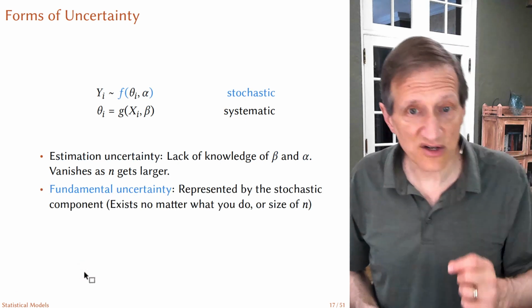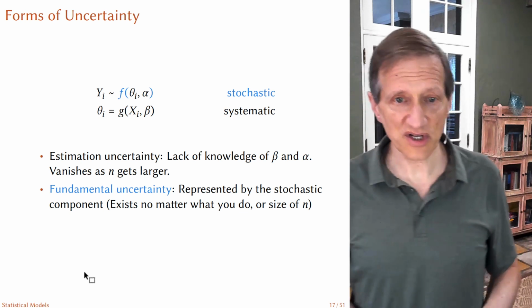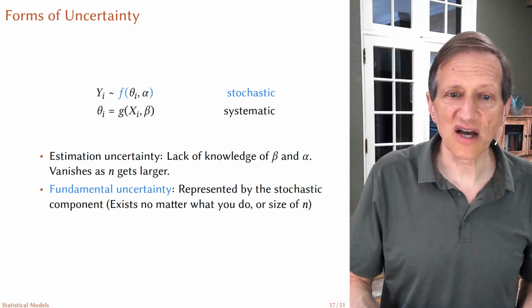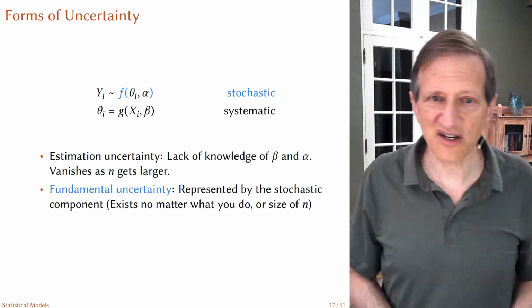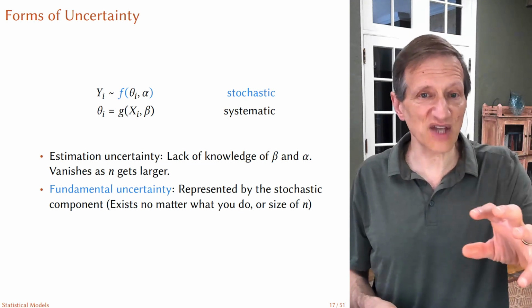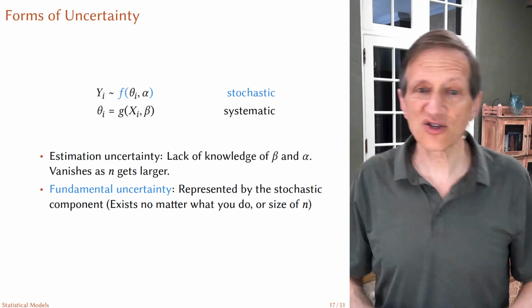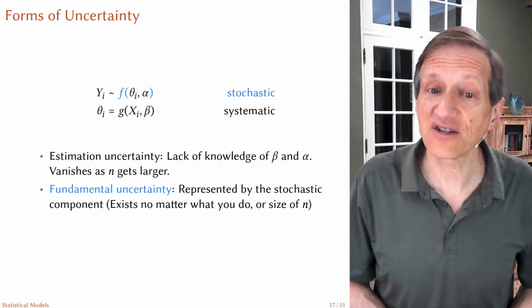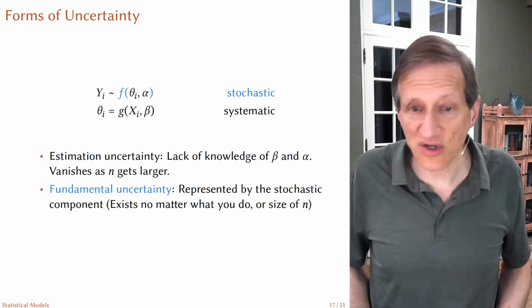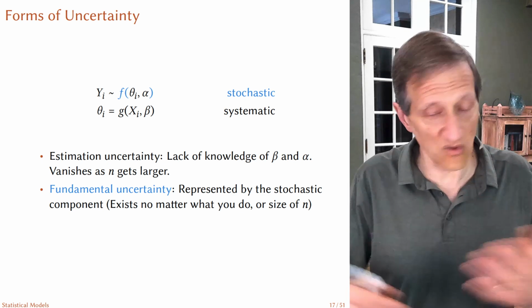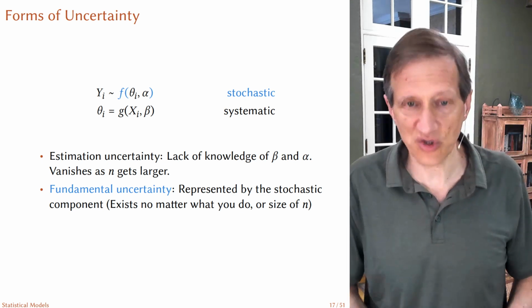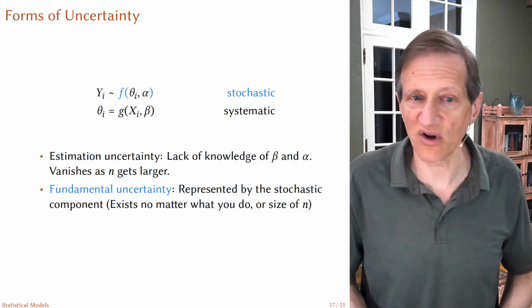So that's estimation uncertainty. Fundamental uncertainty is the stochastic component, and it's basically completely represented in F. So F is the distribution. Fundamental uncertainty is represented by the stochastic component. It exists no matter what you do, or no matter how many observations you collect. It's a function of the world.